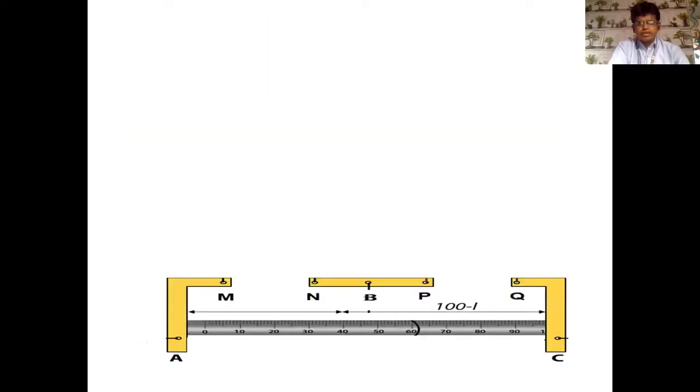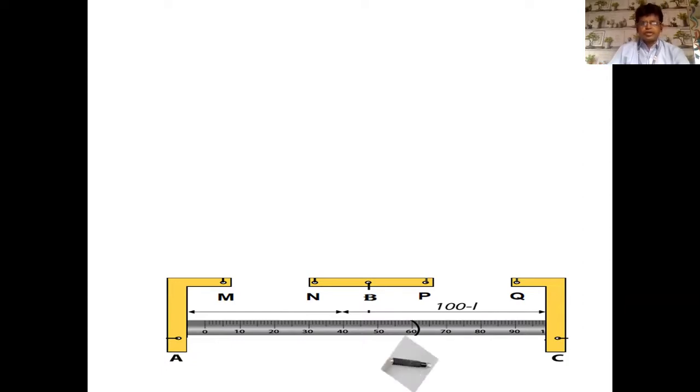First, on the screen, this is the meter bridge. This meter bridge starts at point A and ends at point C. Between A and C you find the middle point B. Between A and B you find two points, M and N, and between B and C two more points, P and Q. In this meter bridge there is a center known wire. The length of the wire is 100 centimeter, which means 1 meter.